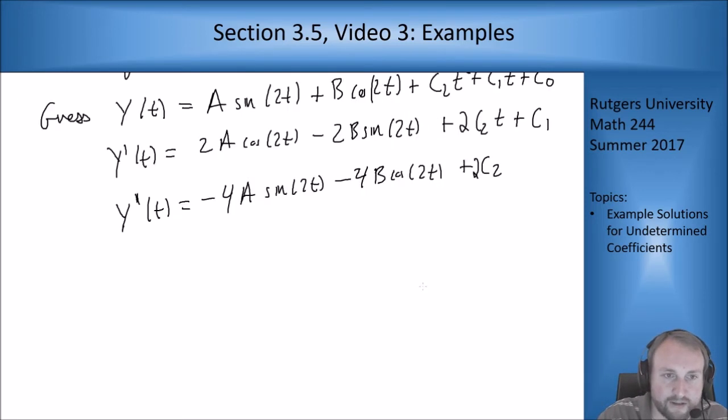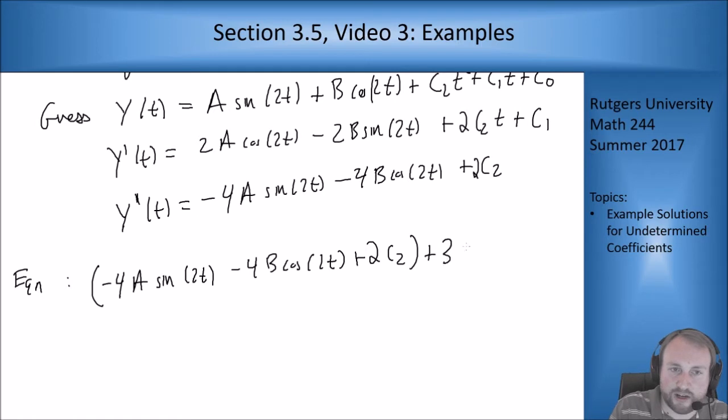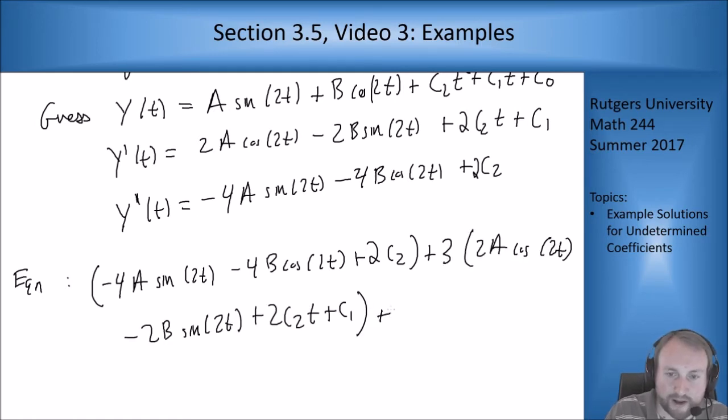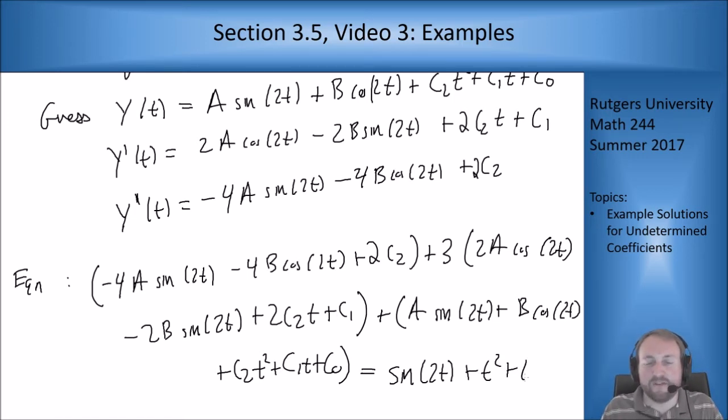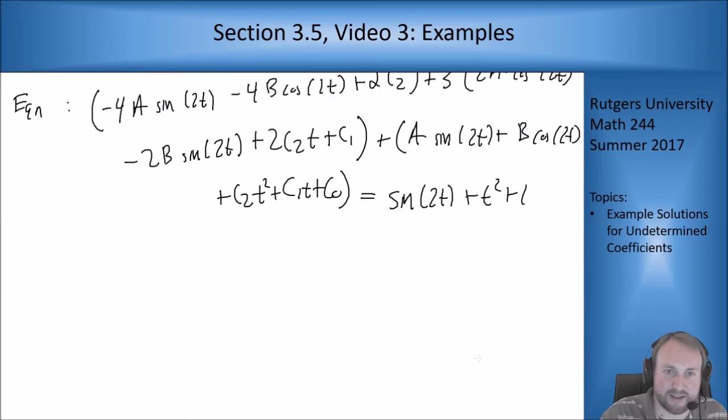So let's do that. My equation was y double prime plus 3y prime plus y. So I get y double prime plus 3y prime plus y. And what do I want? I want this to equal sine of 2t plus t squared plus 1. Now how we're going to do this is we are going to match up all the terms that have the same function of t attached to them. So I'm going to write that out starting below, and I'll use a notation here that hopefully should make sense.